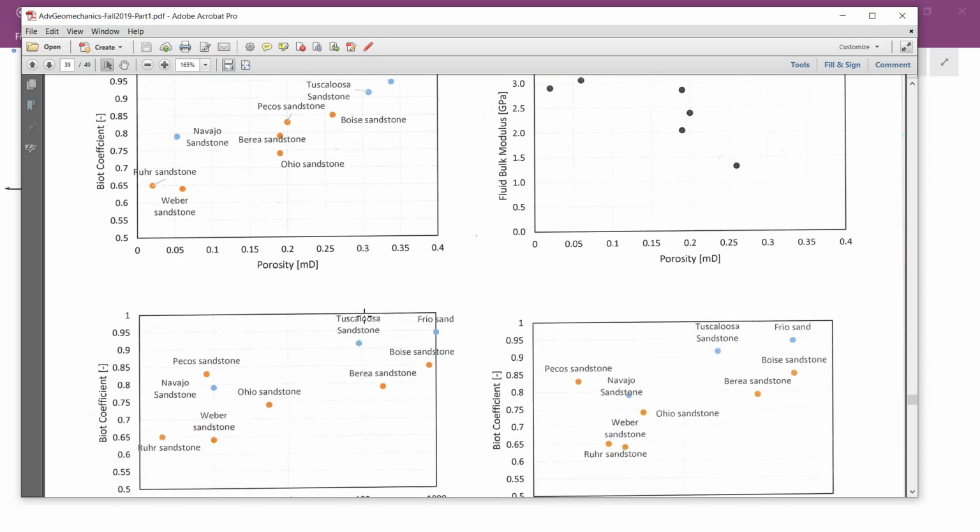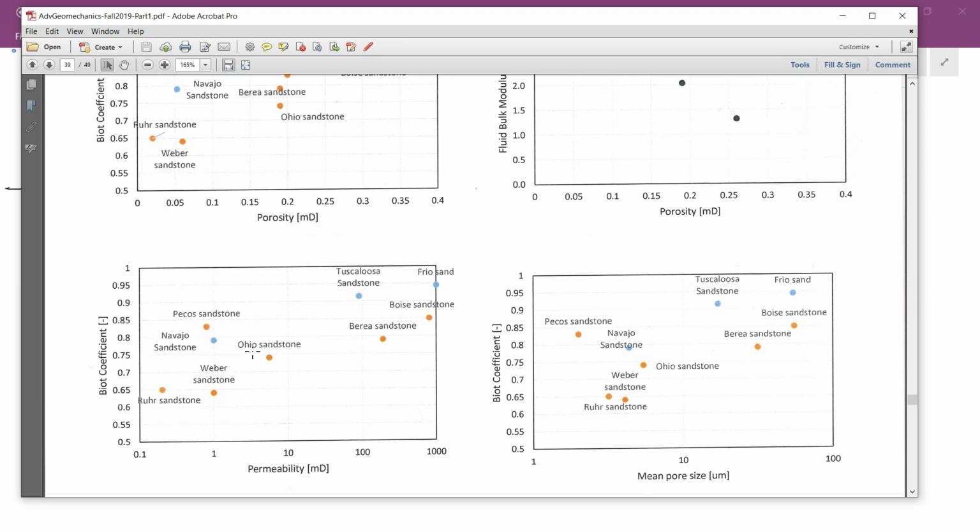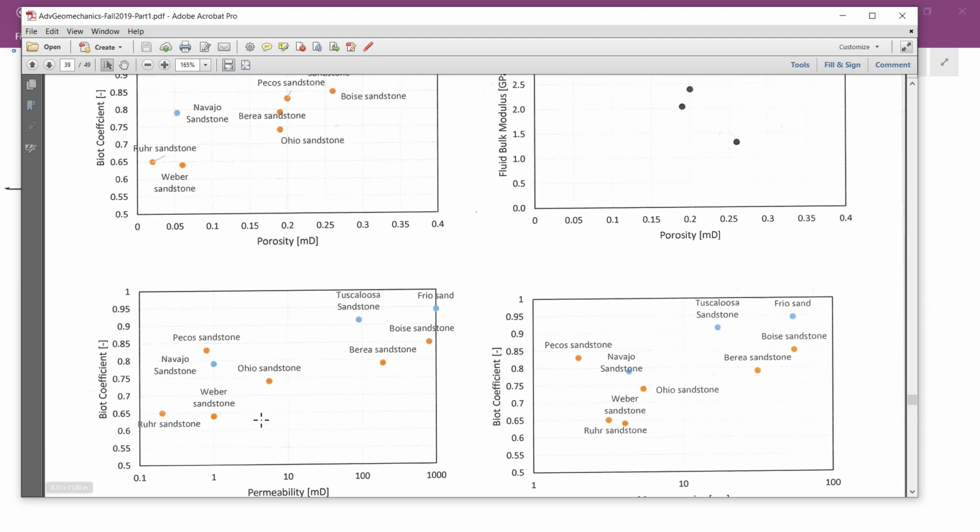So I think I had a few more plots here. I think I like this one too. It shows the Biot coefficient as a function of permeability for these rocks. And you can also see in this example that you might have rocks with more or less the same porosity or the same permeability, but that doesn't mean that they're going to have the same Biot coefficient. There is no unique relationship between the total porosity and the Biot coefficient.